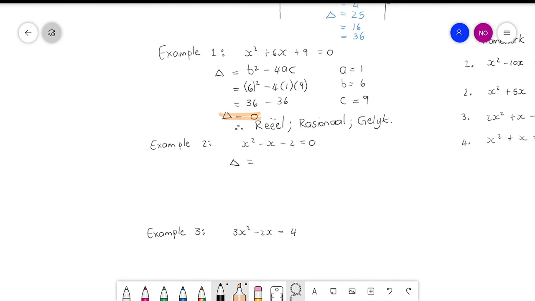The same here, I'm going to say b squared minus 4ac. So b, I hope you agree, is equal to -1. A is equal to 1 and c is equal to -2. So if you solve this, it's 1 plus 8, which is 9. Now remember, 9 is a perfect square, want ons weet mos dat die vierkantswortel van 9 gelyk is aan 3.